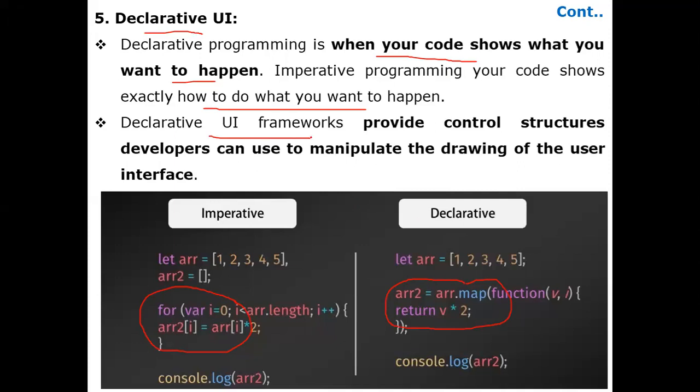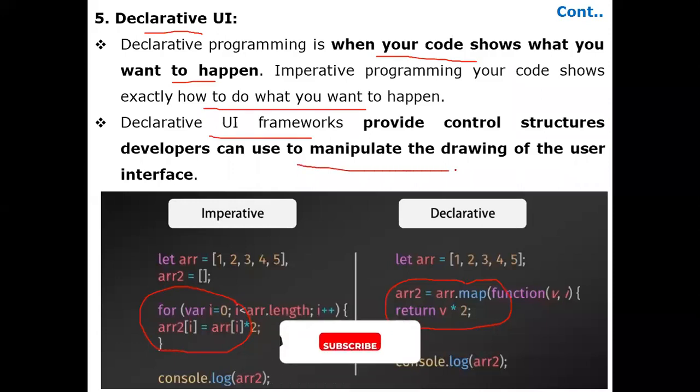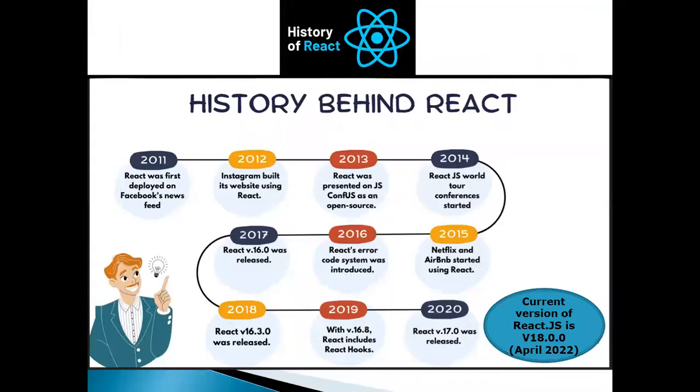Declarative UI frameworks provide control structures developers use to manipulate the drawing of the user interface. Drawing of the user interface means you are selecting different options on that particular page of the desktop application or mobile application. So these are some of the uses of React.